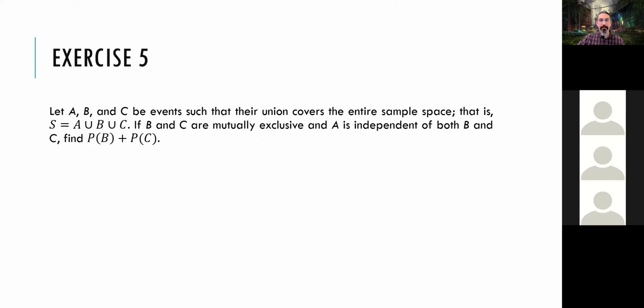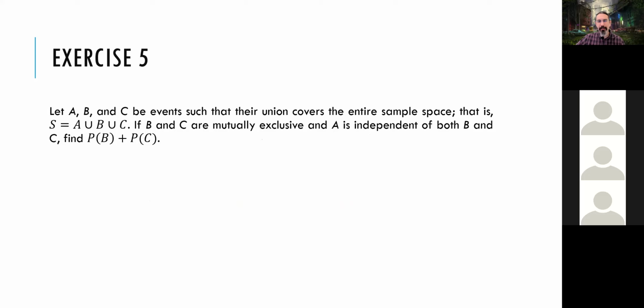So what about exercise 5? Let A, B, and C be events such that their union covers the entire sample space. That is, S is equal to A union B union C. Now we know that A, B, and C span the whole outcomes. They include all of the outcomes. If B and C are mutually exclusive, important information, this means that B and C do not have a common outcome. Their intersection is the empty set.